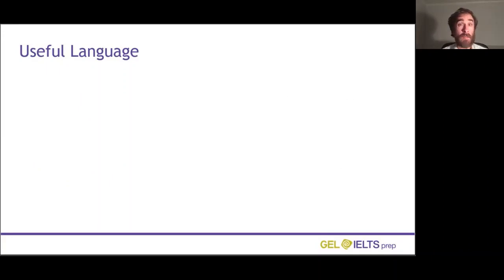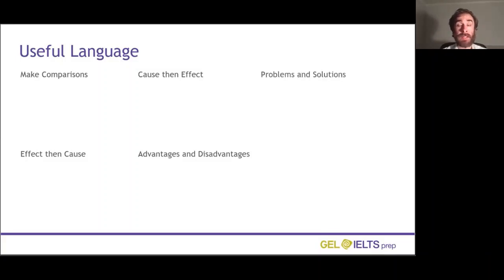So as well as that grammatical language, we also have language for the different functions of the different questions in part 3. This includes making comparisons between two things which are different, giving an effect and then explaining the cause of that effect, giving a cause and then explaining what the results or the effects are, talking about the advantages and disadvantages of something, and explaining problems and solutions.